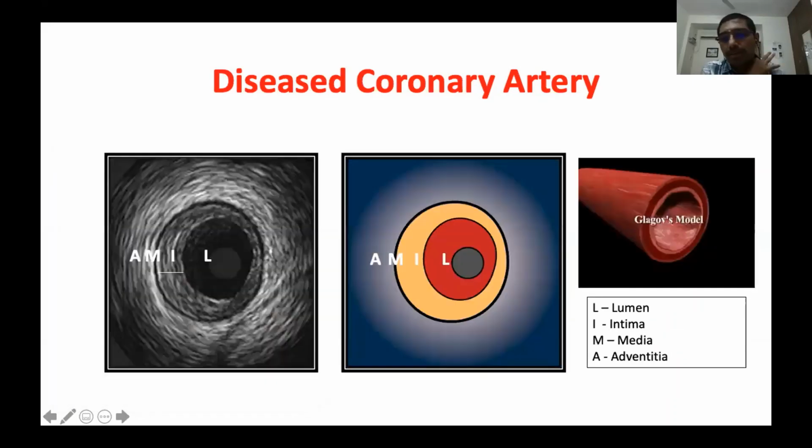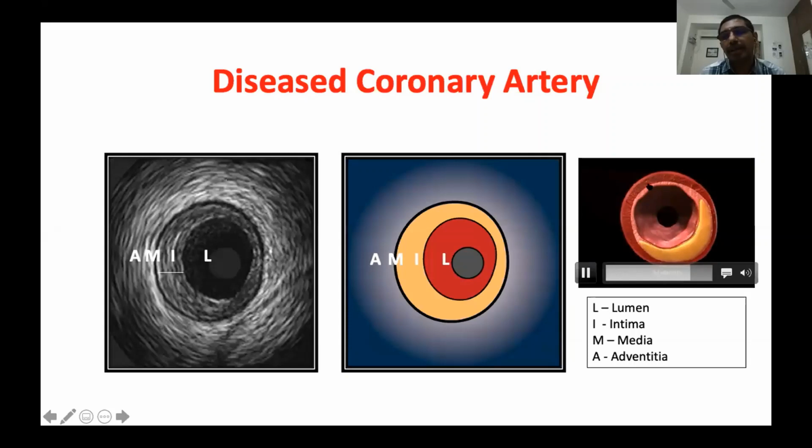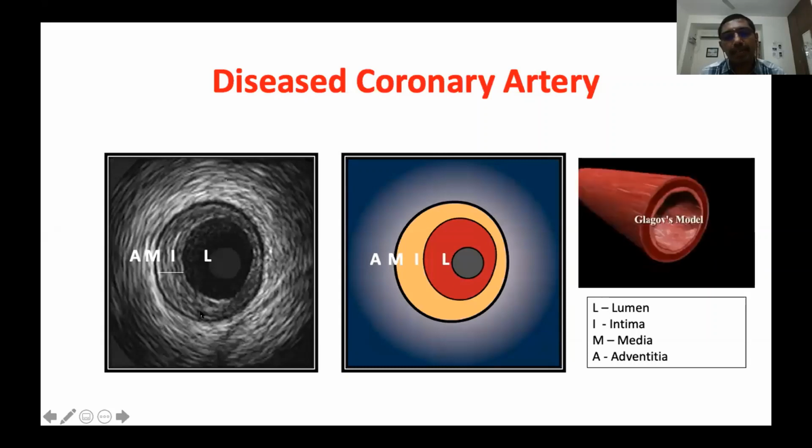As we all know, atherosclerosis is a disease of the intima. With the development and progression of atherosclerosis, plaque accumulates in the intima and the intimal thickness gradually increases. This is a typical appearance of a diseased artery, and the echogenicity of this plaque depends on its constituents, whether it is made up of lipid, fibrous tissue, or calcium. This is how the plaque develops. You can see that the plaque material develops and gradually narrows the lumen, and everything is located in the intimal space.